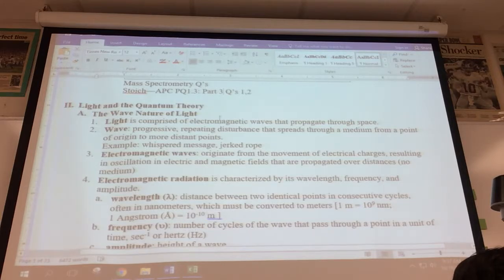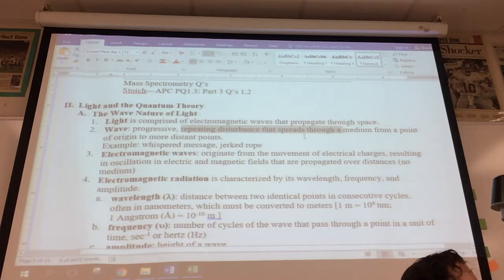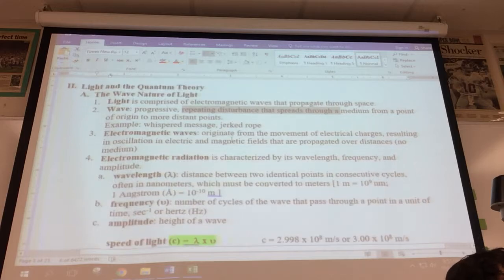So light is made up of electromagnetic waves that propagate through space, and a wave, for example, if you have a jump rope and you're holding one end and somebody's holding the other end and you jerk it, you make waves. So it's a progressive repeating disturbance, and it'll spread through a medium from wherever you start to more distant points.